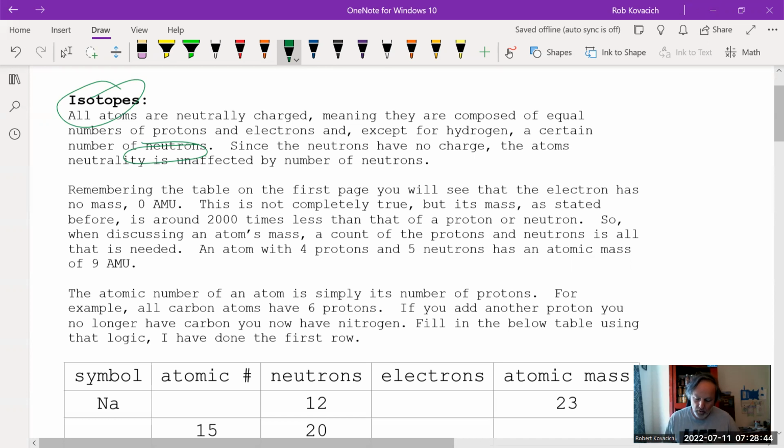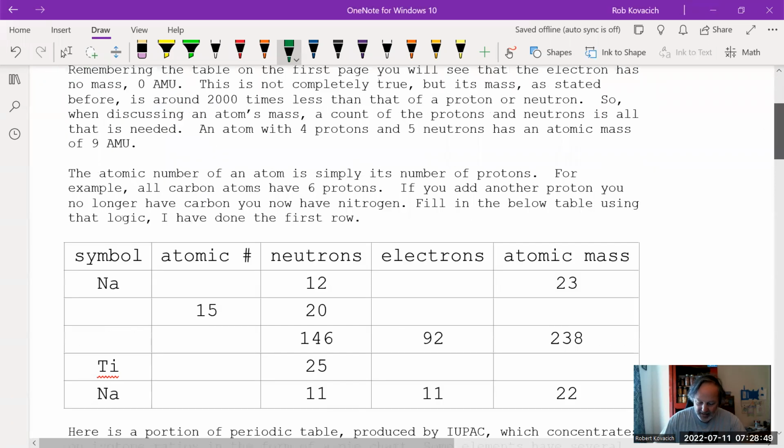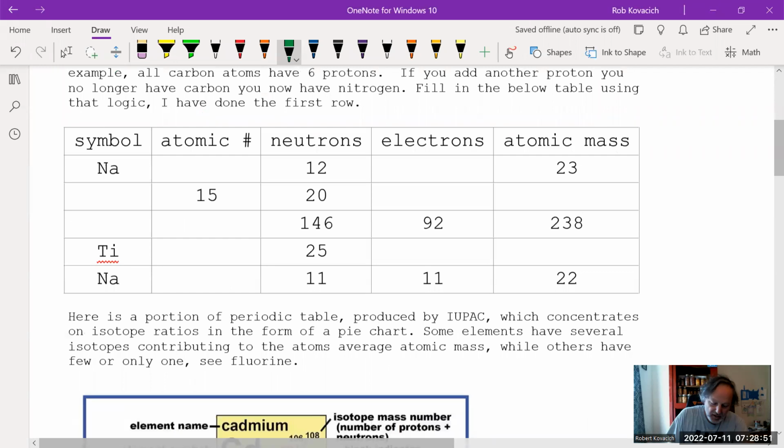Okay, so if we're talking about isotopes, we're talking about the mass of the particular isotope. So here's a sodium atom. And if I look on the periodic table, sodium is element number 11. So that's its atomic number. This atomic number is also the proton number. Whatever your atomic number is, that's your proton number. It's the atomic number because that is the number of protons you have.